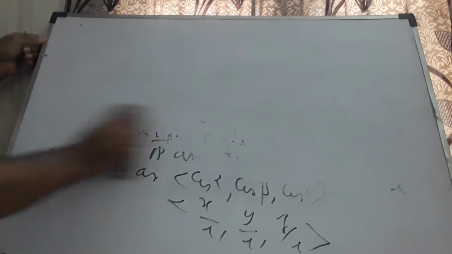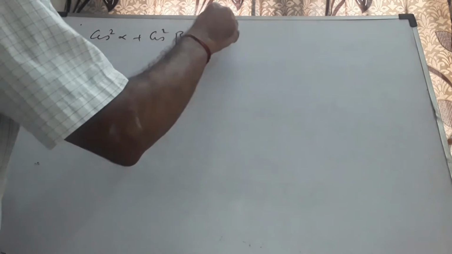I think it is clear to you. I'll just explain 2-3 more concepts here and I'll just wind off. Okay, just think about cos square alpha plus cos square beta plus cos square gamma.